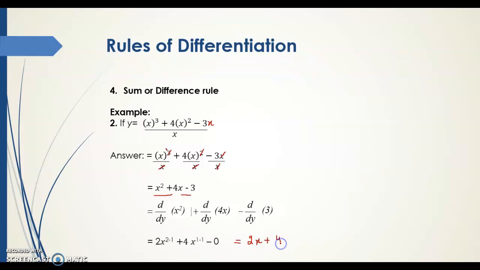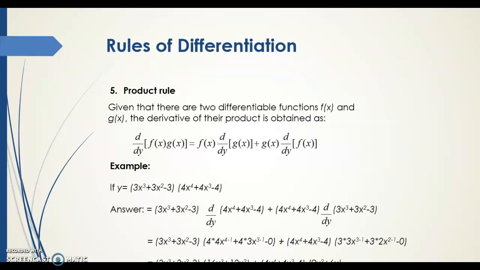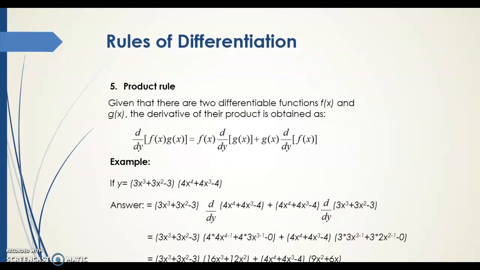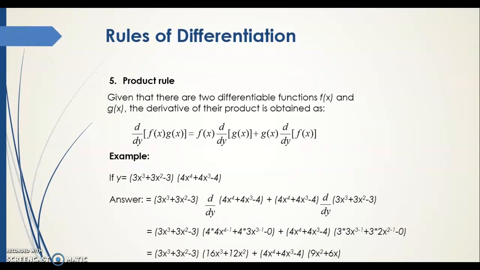Okay. So now we'll shift to the next rule. The next rule is the product rule. In this case, you have been given two differentiable functions, f(x) and g(x), and you want the derivative of their product. How can we calculate it? First function as it is, derivative of the second function, plus second function as it is, derivative of the first function. This you have to remember.